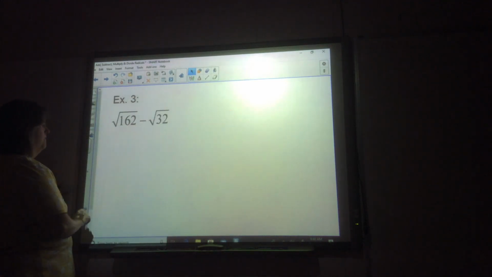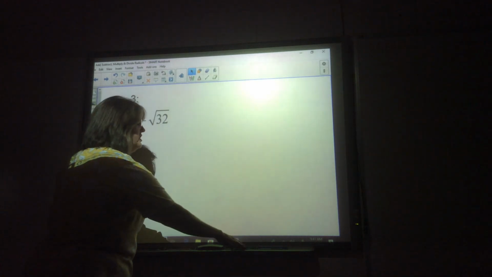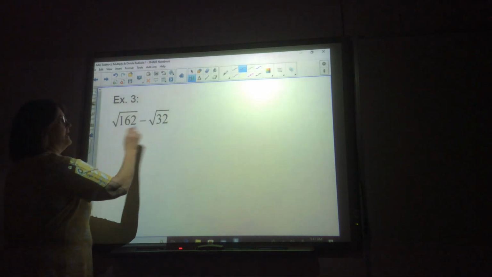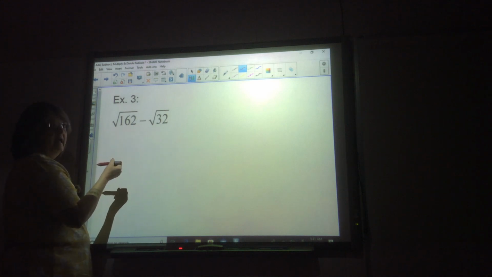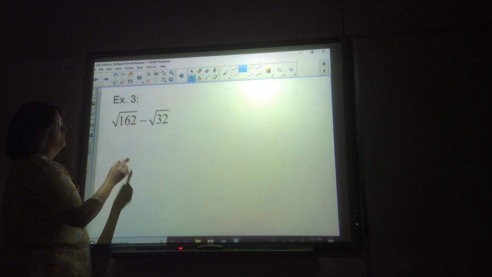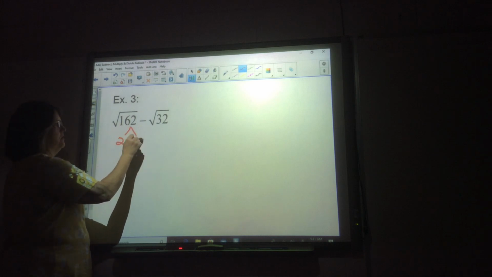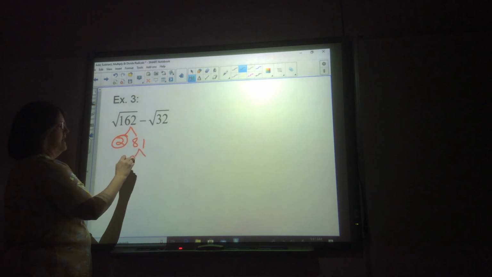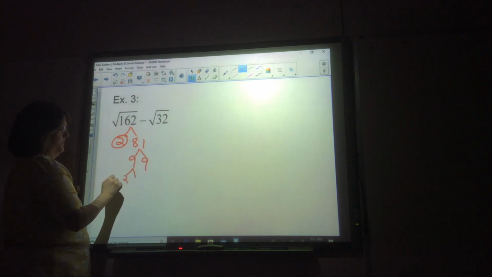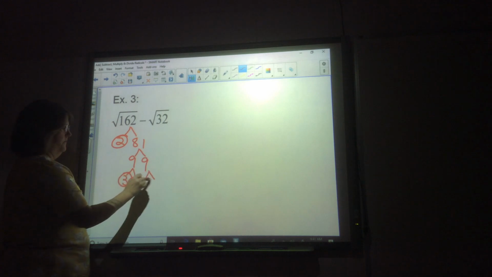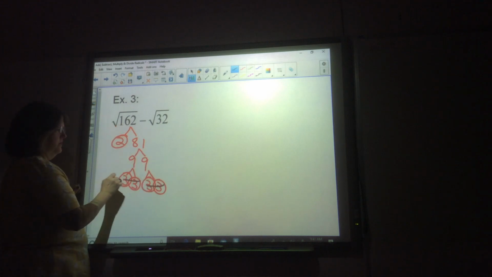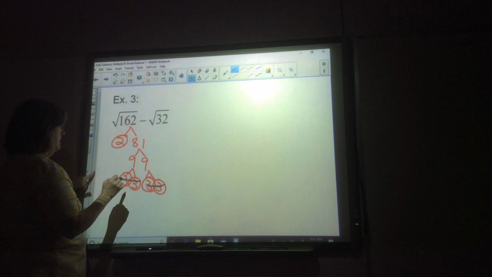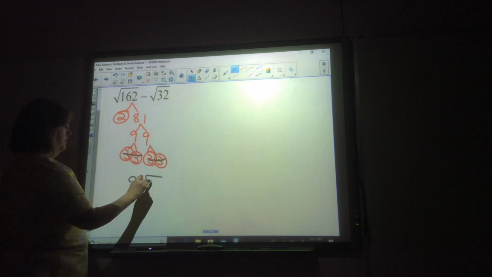Now what I have to do when they're not like is I have to see, can they be simplified to be like? So I'm going to have to take these two and simplify them all the way down. So this is 2 times 81, and this is 9 times 9. It takes 2 of the same number to bring one out. So 3 times 3 is 9 onto the square root of 2.